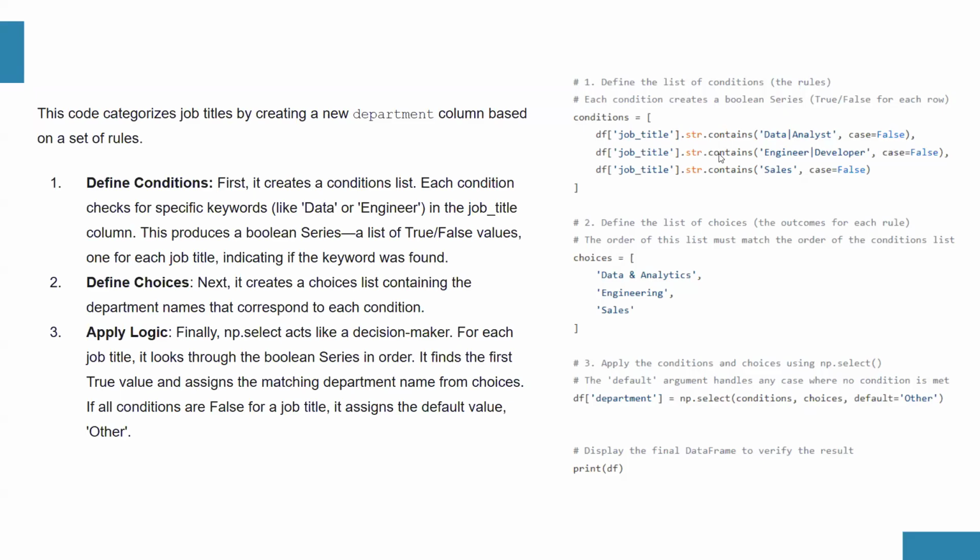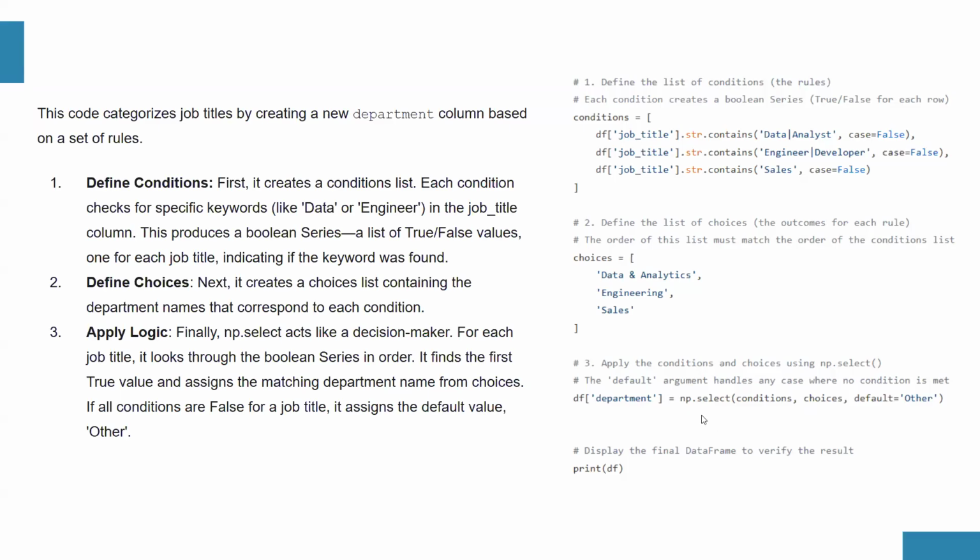Then we do it again. So now we go back through job title again, but now we're looking to see if that string contains engineer or developer, true or false. Then we go through it again and we see if it contains sales, true or false. So my conditions now is a list of Boolean series. It contains 3 series of either true or false. Choices is just a simple list of data analytics, engineering, sales. These are the options for my department results.